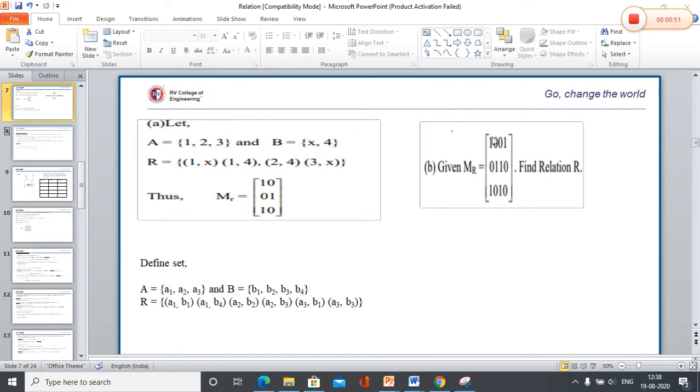So here this is A1, B1. So A1, B1 I am going to write. This is A1, B2. So that is 0, no need to write. A1, B3 also no need to write. A1, B4, 1 is there. So I have to write A1, B4.